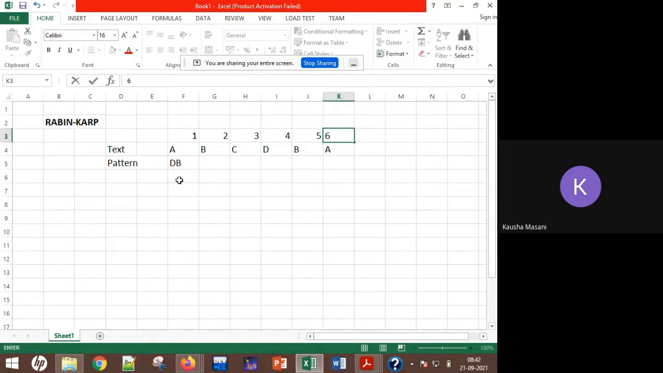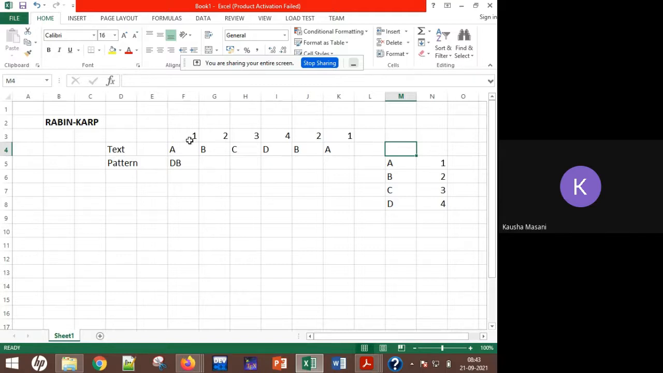These are my numbering values for the letters. In the text a b c d b a, the second b is again 2 and the last a is again 1. I'm giving the values as 1, 2, 3 and 4. This is my number system for the letters. When we actually calculate this, we will use the ASCII values of A, B, C, D, but to understand the concept, I'm taking them as 1, 2, 3, 4.